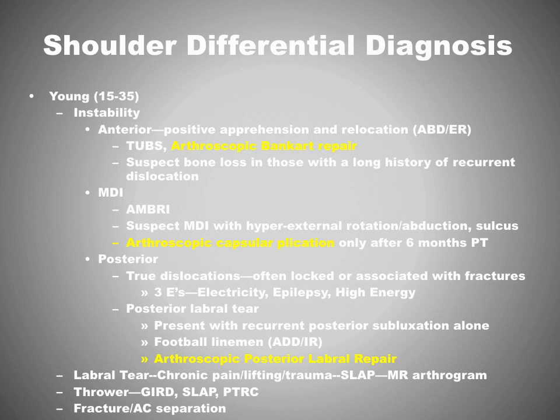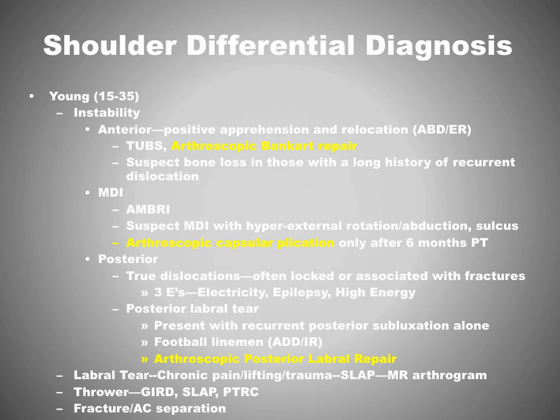These patients, we really treat them with physical therapy for at least 6 months. If that doesn't work, then I'll do an arthroscopic capsular plication. In my hands, that's 2 anchors in the front, 1 anchor in the back. Posterior instability, if it's truly dislocated and stuck out the back, the patient has likely had one of the 3 E's. That means electricity, like a lightning strike or a shock, epilepsy, like a seizure, or a high energy motor vehicle or motorcycle trauma.